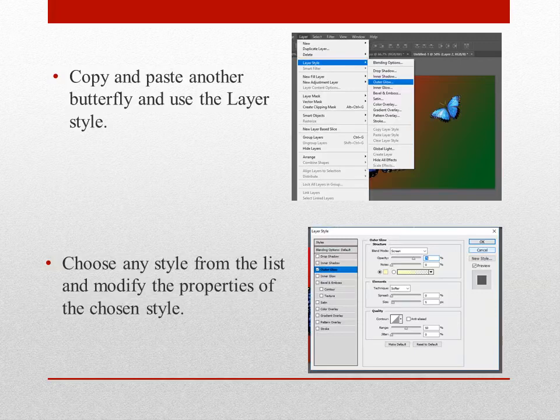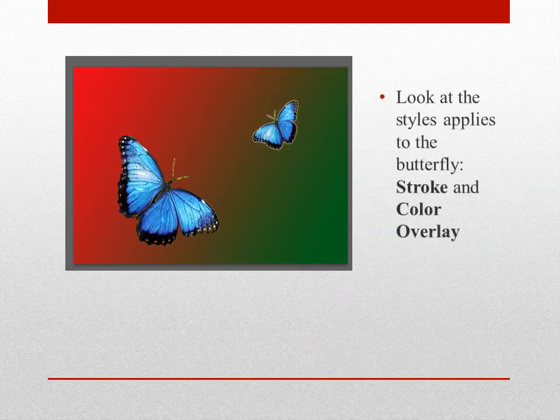Look what we have here now. The applied properties of your layer style appear on our butterfly, and we used the stroke and the color overlay.